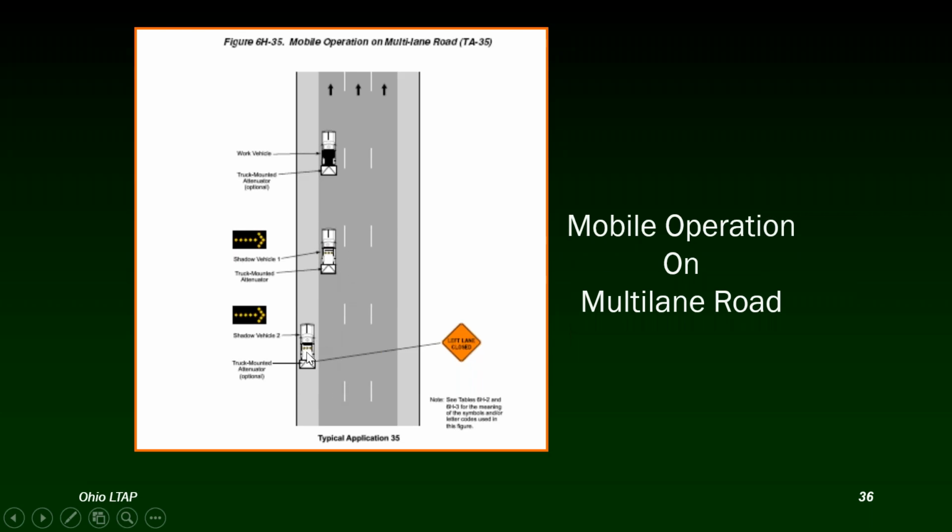So they have not one, but two shadow vehicles, each with their own arrow board, and then we have the work vehicle up here. And you see a sign on the back of the first shadow vehicle.